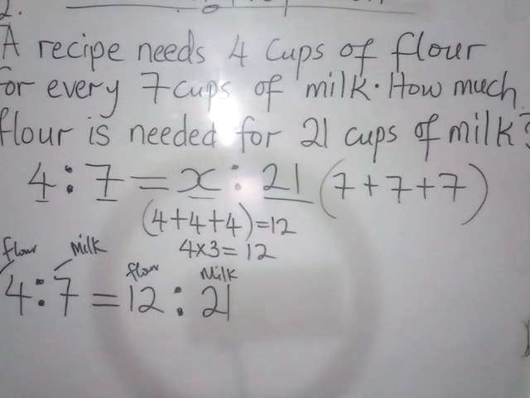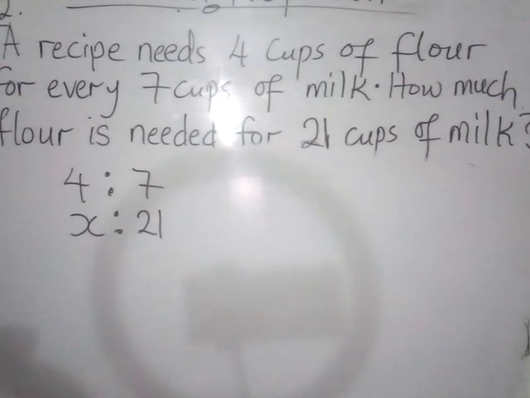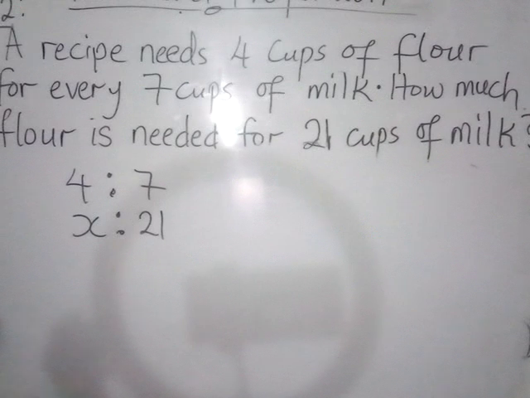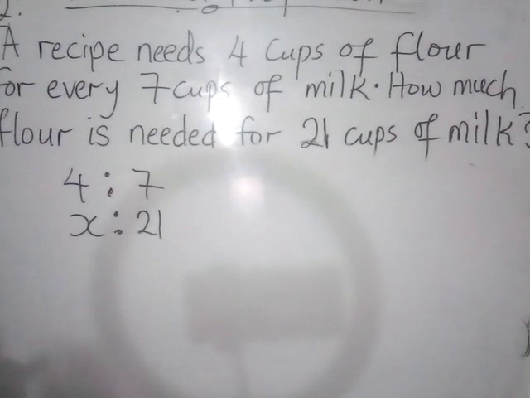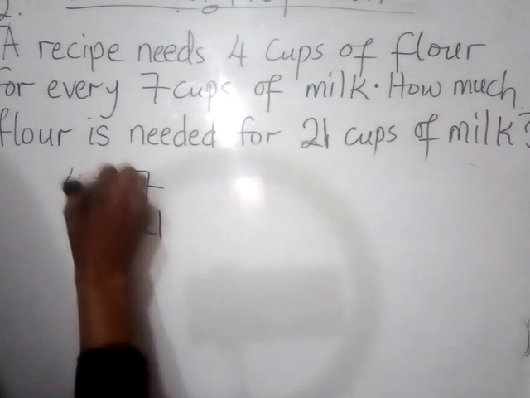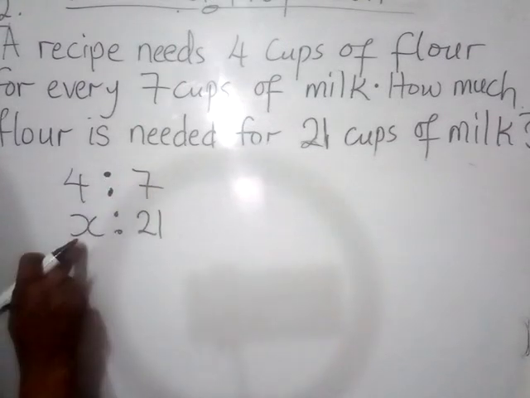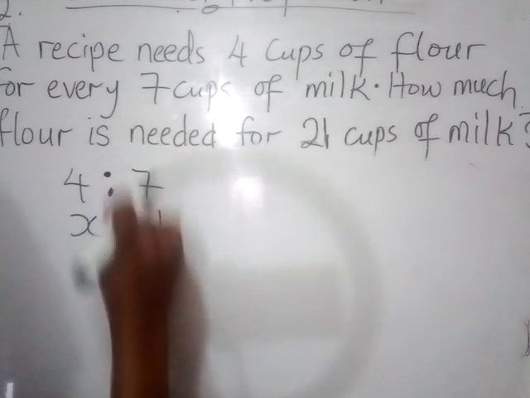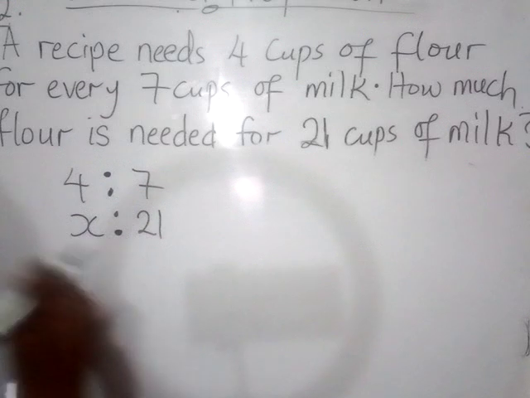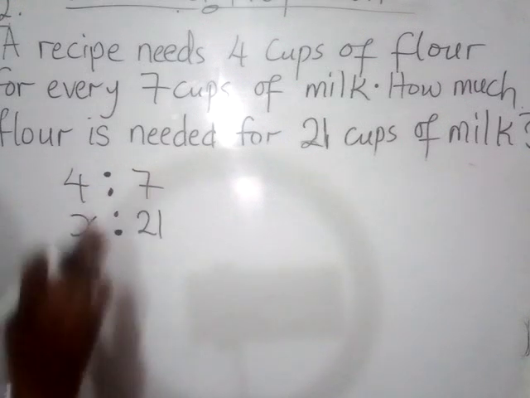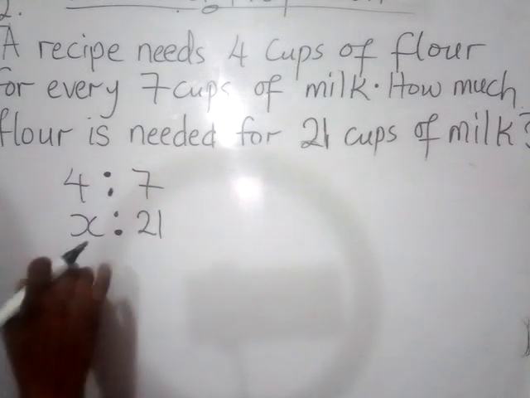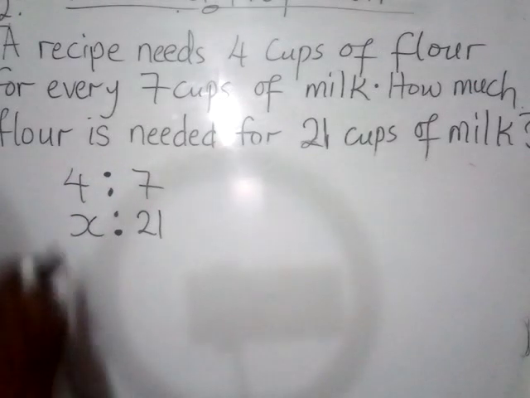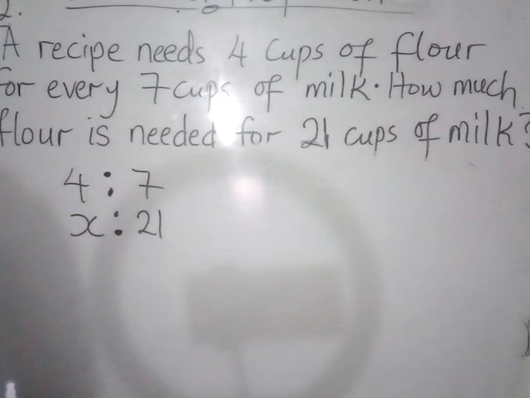Okay, so lastly we use the second method. So we have the second method here. Let's see if we're going to arrive at the same answer. So you say these are the equivalent ratios. 4 is to 7 and x is to 21. We're looking for x. We don't know what it is. But since we know that these two ratios are equivalent, the knowledge of the equivalency of these ratios is going to help us to find out the value of this x.